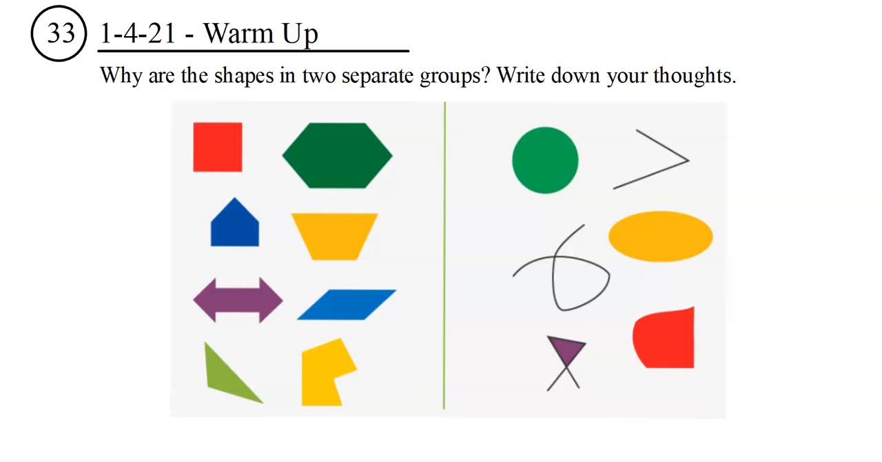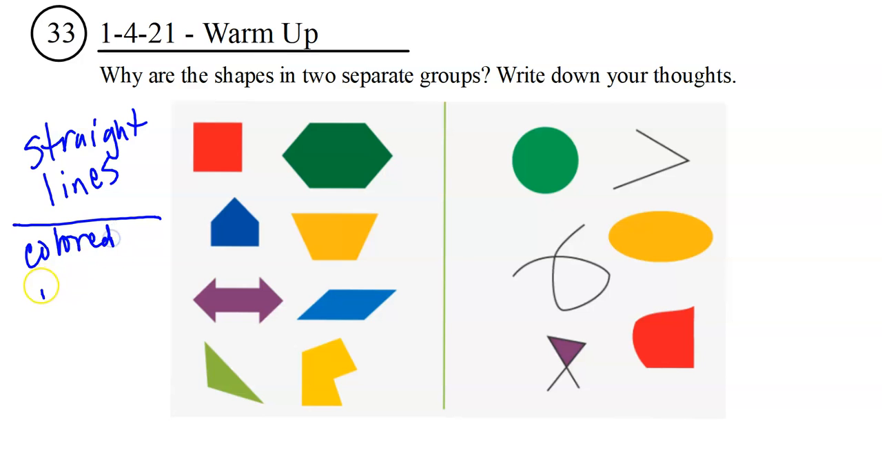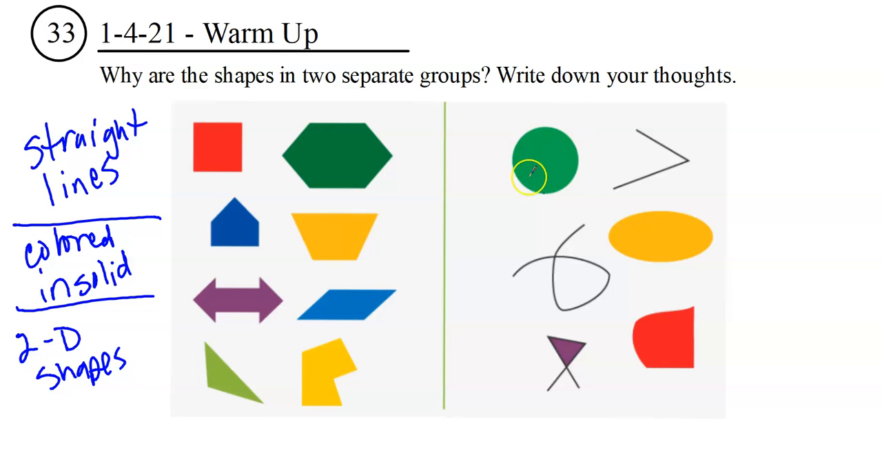Like you might write on the left-hand side that you see that there are straight lines, right? So maybe you notice straight lines. Maybe you notice that these are all colored in, right? Colored in solid. It's not a three-dimensional solid, but it looks solid. So these all look like two-dimensional shapes, right? 2D. And then you might notice that the shapes on the right, with a circle and an oval, are not straight lines, right? So they're curvy.